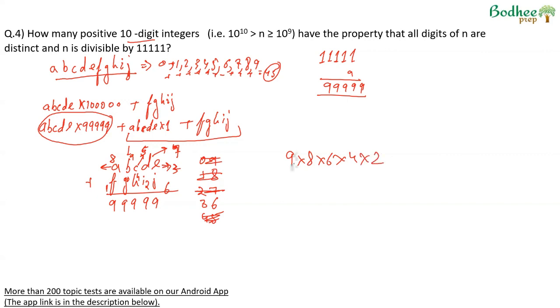So the total number of combinations will be 9 into 8 into 6 into 4 into 2, which becomes 72. 72 into 6 is 432, into 8. 8 times 2 is 16, 6, carry forward 1; 8 times 3 is 24, 25; 8 times 4 is 32, 33... so 3,456 becomes the answer. How many 10-digit numbers are there? 3,456 becomes the answer.